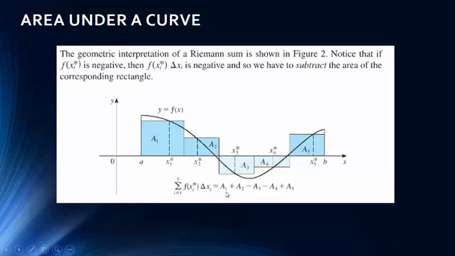So notice here in the notation that if we did the Riemann sum of this graph, we would have A1 plus A2, which are both positive, minus A3, which is negative, minus A4, which is negative, and plus A5, which again turns positive. And this would give us the net area, the net value of the function under that curve.